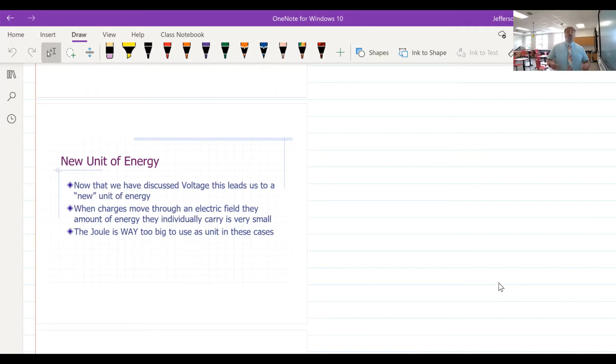Welcome back. Yesterday we left off talking about electric potential energy and electric potential. Along the way, we've come up with a new unit of energy. The reason is that generally when one itty-bitty charge moves through an electric field over a distance, the amount of energy that charge gains is relatively small. And so our normal units for energy are joules.